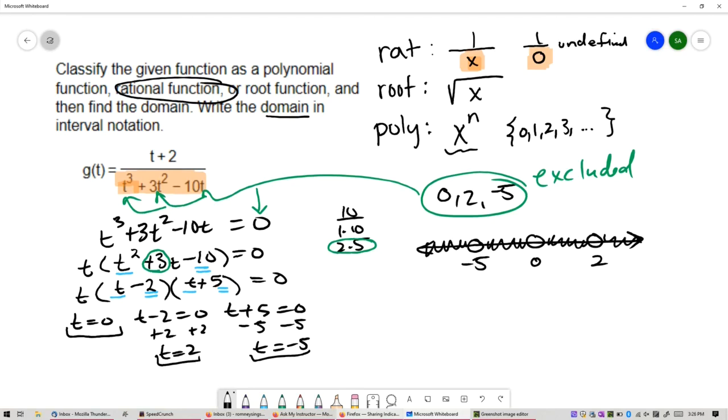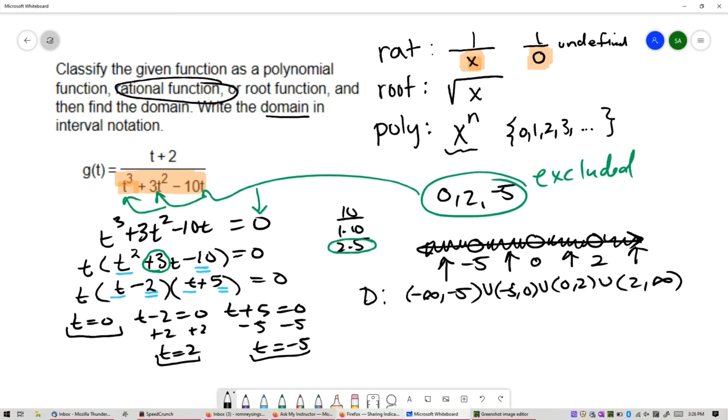So we're going to write our interval notation. This interval starts at negative infinity and stops at negative 5. This interval starts at negative 5 and stops at 0. This interval starts at 0 and stops at 2. And this interval starts at 2 and goes to infinity. And we're going to use our set notation. We're going to union those together, and this is the domain. The domain is negative infinity to negative 5, union with negative 5 to 0, union with 0 to 2, union with 2 to infinity.